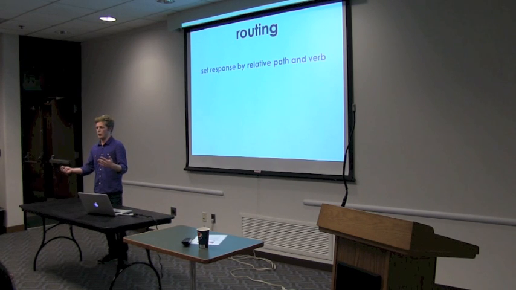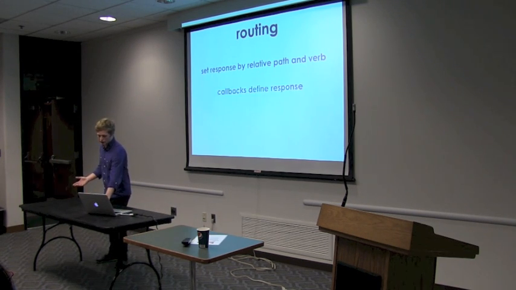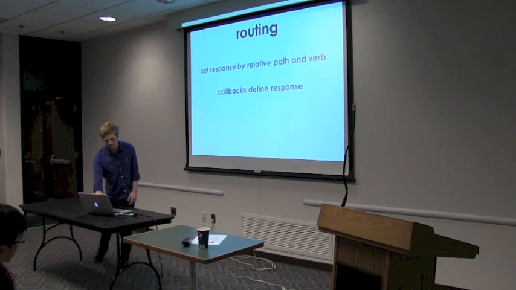There's a standard about how applications should handle requests of the different verbs and how they should respond to them. And if you have a web app that adheres to those standards, that's what it means when you hear someone say it's RESTful. So in Express.js, you define routes by the relative path and the verb, and you pass a callback into the function to define the response. So what does that actually look like?